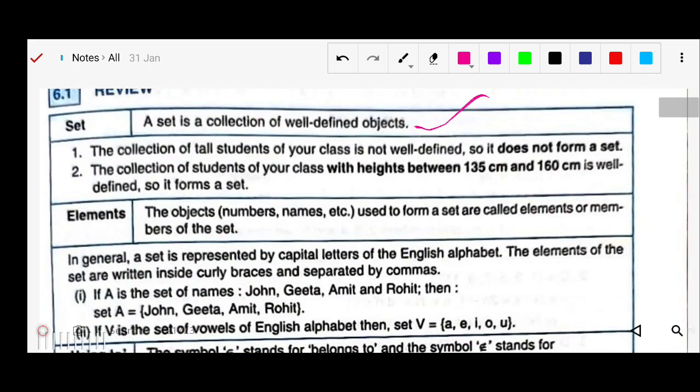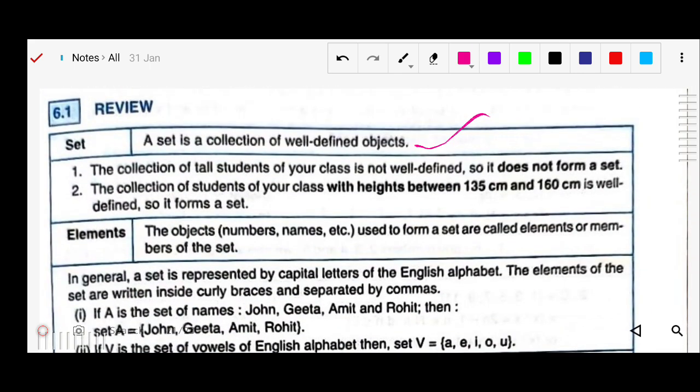Well-defined objects are those that have some clear meaning. Just see, the collection of tall students of your class is not well defined, so it doesn't form a set. Simply saying tall students, there is no criteria, so it is not well defined. But when we say a collection of students of your class with heights between 135 centimeter and 160 centimeter, it is well defined, because we have given the range between 135 and 160. Under this range, however many students come, they come under one set.